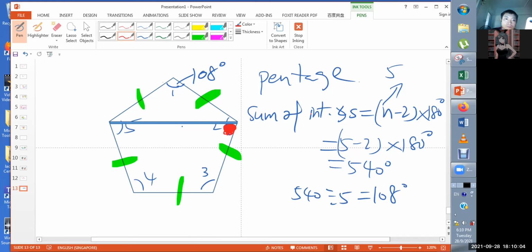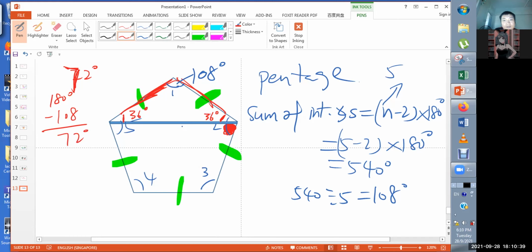72. Okay, 72. I don't know. Let's work it out together. So you just take 108. So basically 180, because this is a straight line, right? So if this is a straight line, then you use 180. I mean 180 minus 108 is 72. 72 over here is 36. Over here is 36. Okay, right?